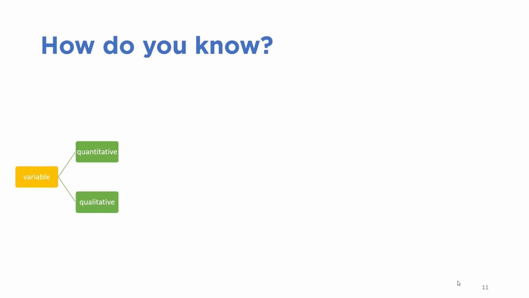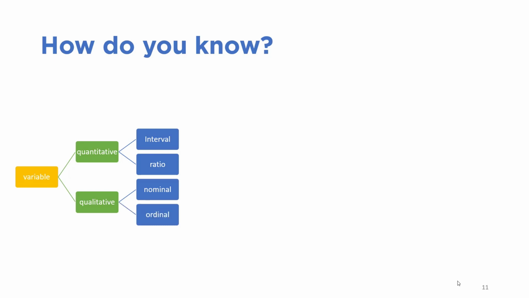How do you know what kind of variable you have? I've made a little flow chart here for you to figure that out. So you've got a variable. Is it quantitative or qualitative? You ask yourself this: am I quantifying something or am I describing something in a qualitative way? If it's quantitative, do you have interval data or ratio data? If it's qualitative, are you looking at something nominal that's being scored, or something that's ordinal that's being scored in order?